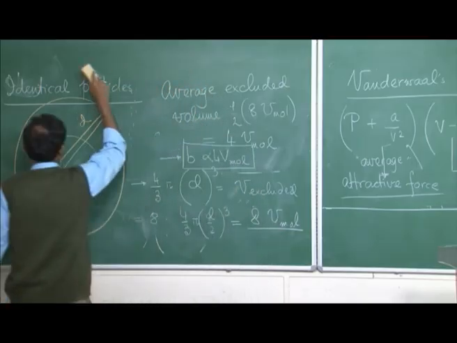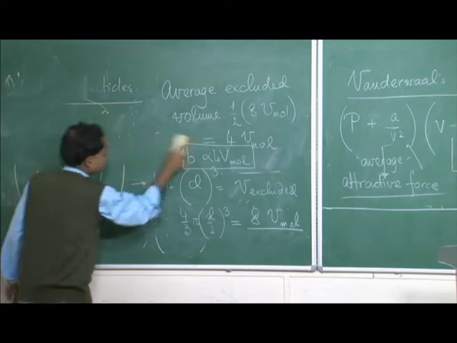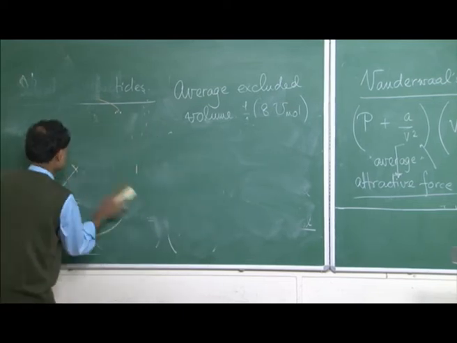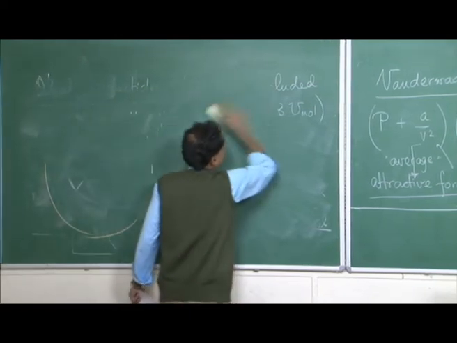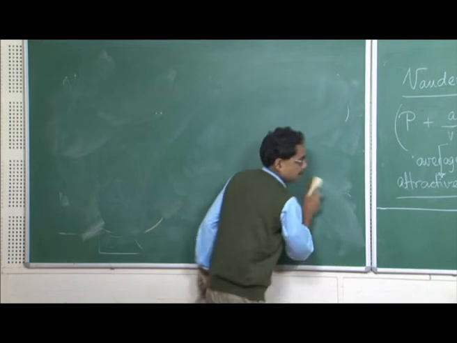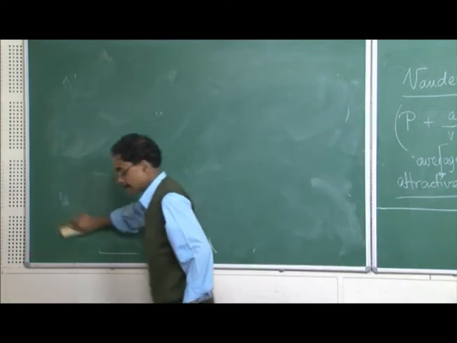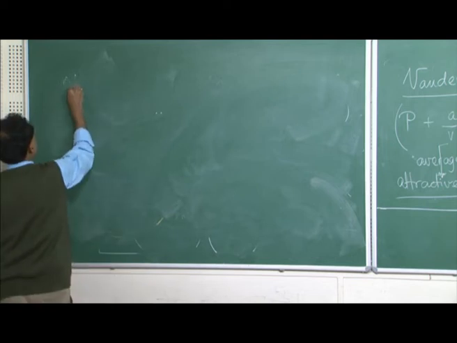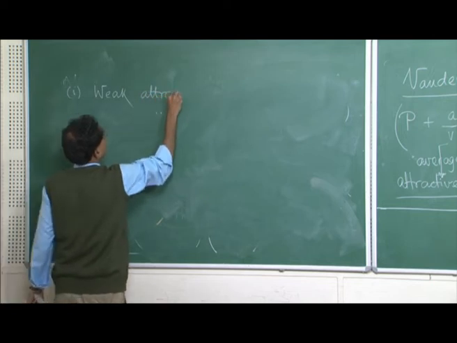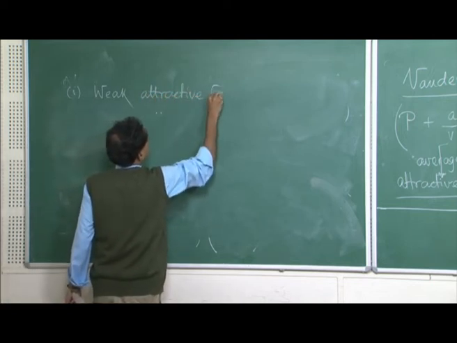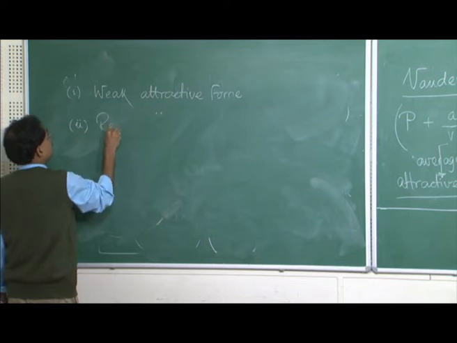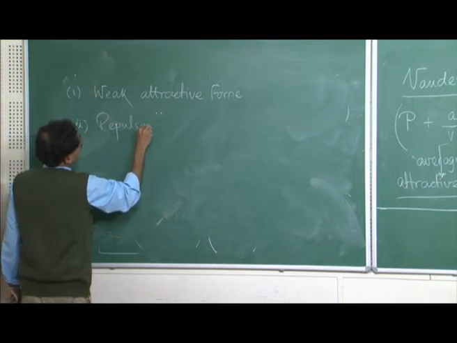So, two contributions that I will take into consideration to interpret or to appreciate the origin of the term A by V square. Okay? So, one weak attractive force, and two, repulsion from the wall.